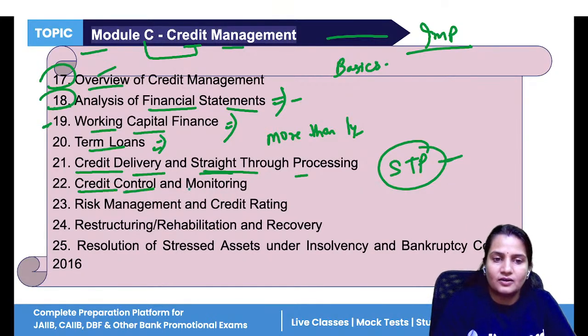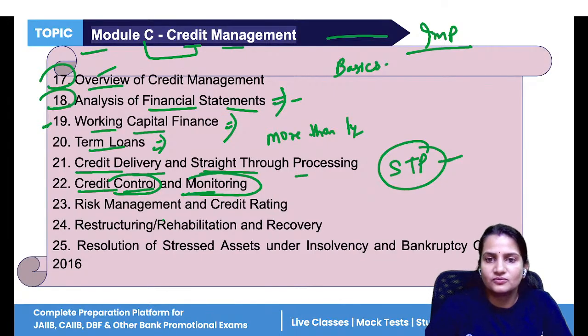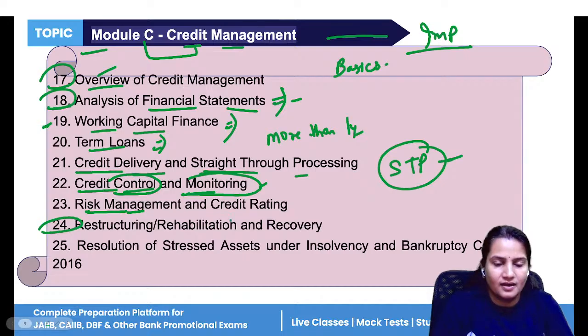Then credit control and monitoring. After disbursing the loan, you will control the credit and monitor the credit: for what purpose you have given the credit, and whether the borrower is using your money for the same purpose or not. That is what you will do, the control and monitoring. Then you will manage your risk with credit rating, and these units, number 24 and 25, are very, very important.